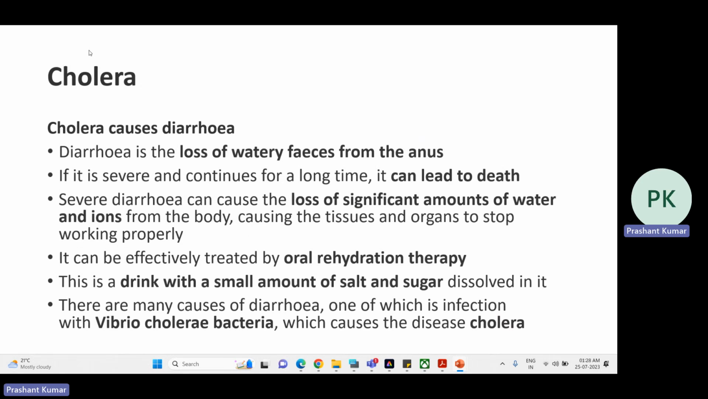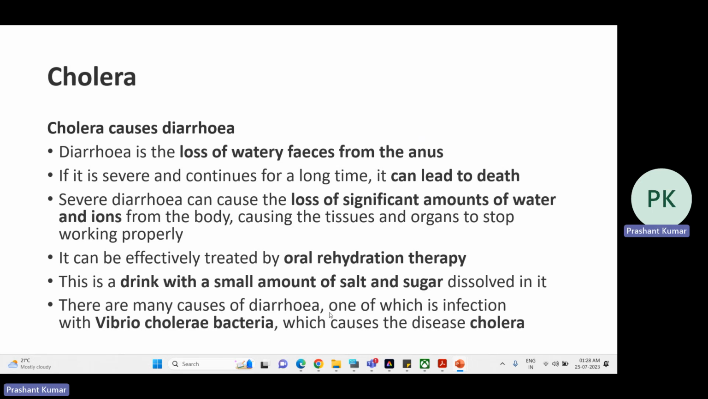Example, cholera. It's an infectious disease. Diarrhea is a loss of watery feces from the anus. If it is severe and continuous for a long time, it can lead to death. Severe diarrhea can cause the loss of a significant amount of water and ions from the body, causing tissues and organs to stop working. It can be effectively treated by oral rehydration therapy. This is a drink with a small amount of salt and sugar dissolved in it, and this will maintain the water level in the body.